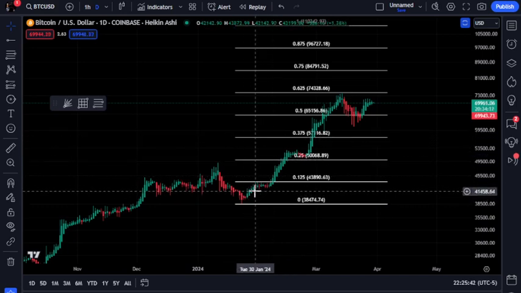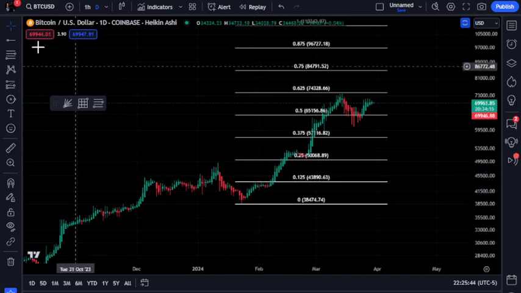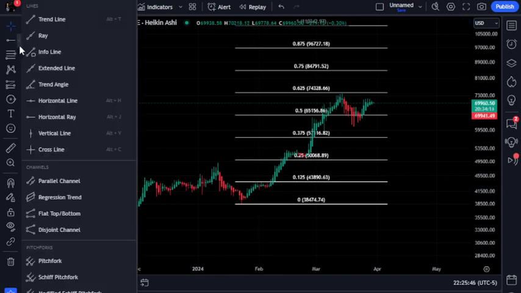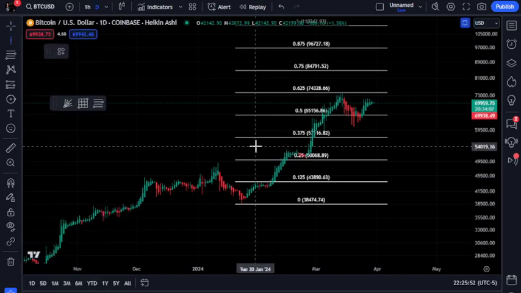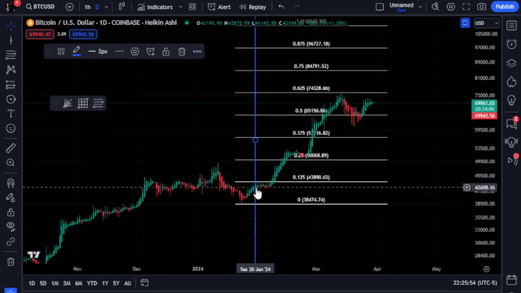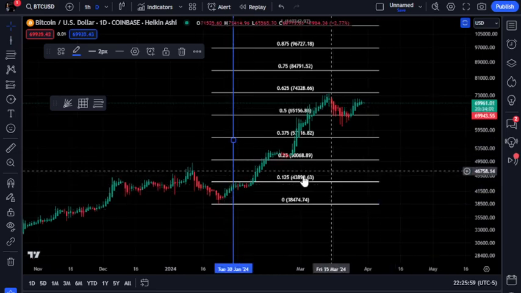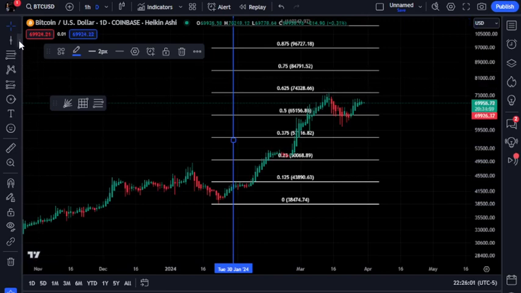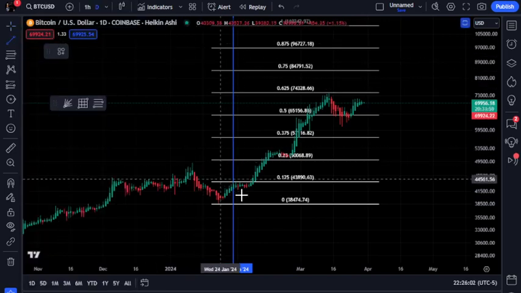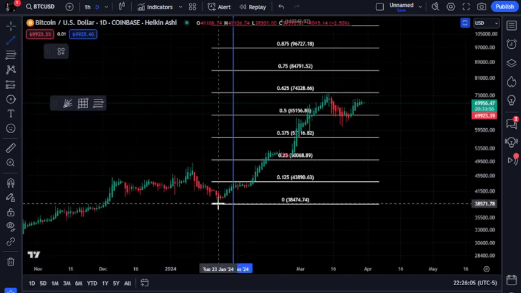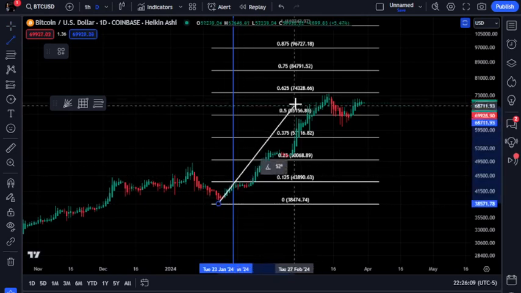So let's mark out. Here's the high right here. Let's mark that high and start transferring some of these values, or this ratio right there, out into the future. We can grab our trend line tool and start right there at the low.